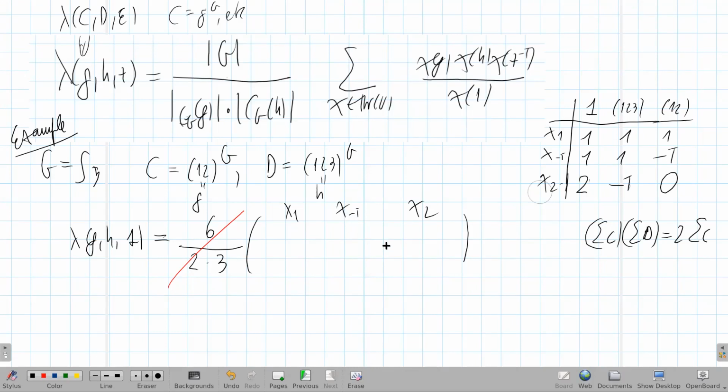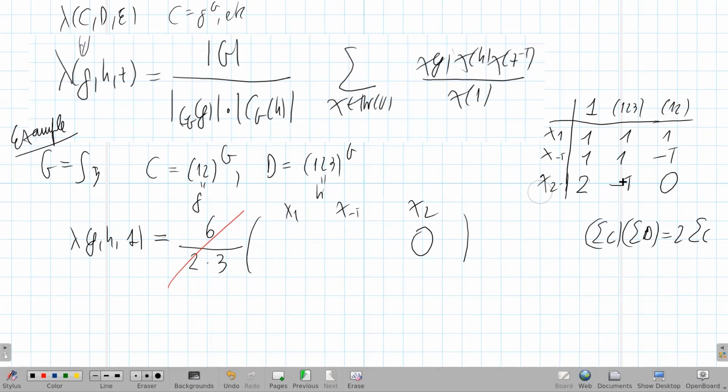The contribution of chi2 will always be 0, because h is 1, 2, 3, and the value of chi2 on 1, 2, 3 is 0. So when G is 1, 2, this element will be 0. So this is always 0, okay? Also in the other coefficients, just because there is here a chi2 of 1, 2, 3.